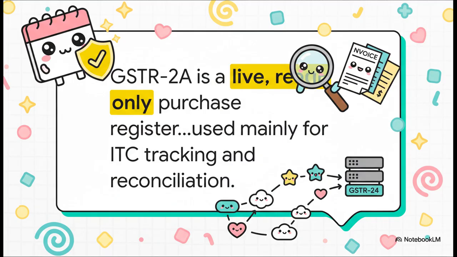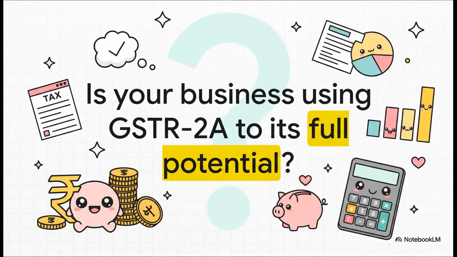So let's wrap this all up with the one big takeaway. GSTR-2A is your live, read-only purchase register. It's built for you automatically from all those different sources, and its main job is to help you track and reconcile your input tax credit so you can make sure you're getting every penny you're owed. And that leaves us with one final thought. Now that you know what this powerful tool is and how it works, are you sure your business is using GSTR-2A to its absolute full potential?